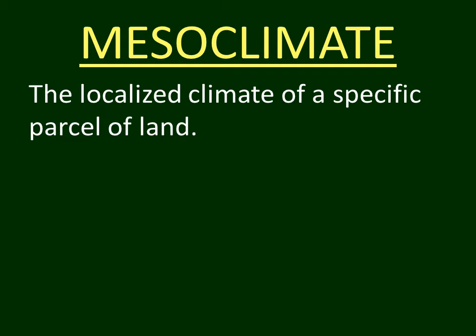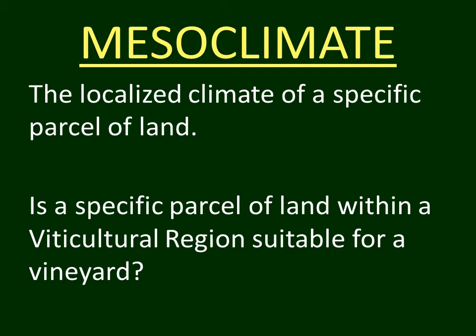Mesoclimate, that's the way I pronounce it, or maybe mesoclimate for others. Let's redefine that. We presented it in Video 39, but let's refresh our memory. It's the localized climate of a very specific parcel of land. It's the climate of that particular field or that particular slope on the side of a hillside. The question we're trying to answer is: is a specific parcel of land within a viticultural region suitable for a vineyard? Is it suitable for your vineyard?